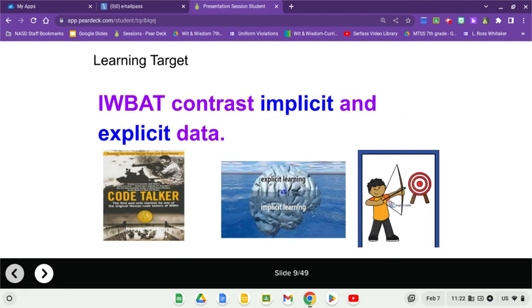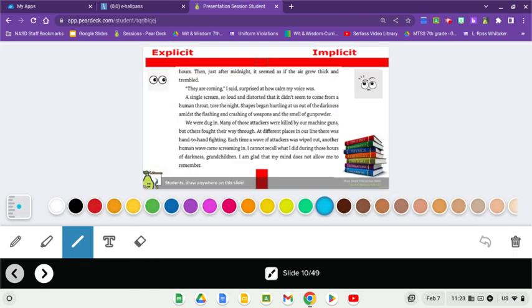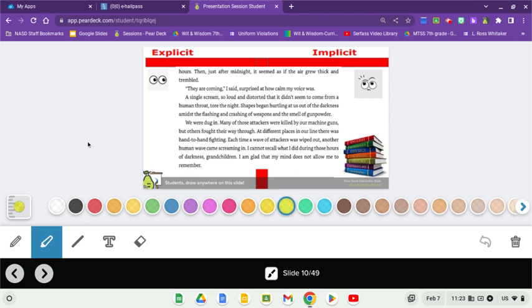We're now going to read the chapter in Code Talker, and we're going to keep in mind while we read what is implicit and explicit data. Please read the chapter now. Okay, so the last bit is the explicit versus implicit information that we can find in this chapter. All right, and we're going to look at a small piece of it here. So turn on your highlighter and turn it on yellow. And let's just highlight some of the explicit information we get.